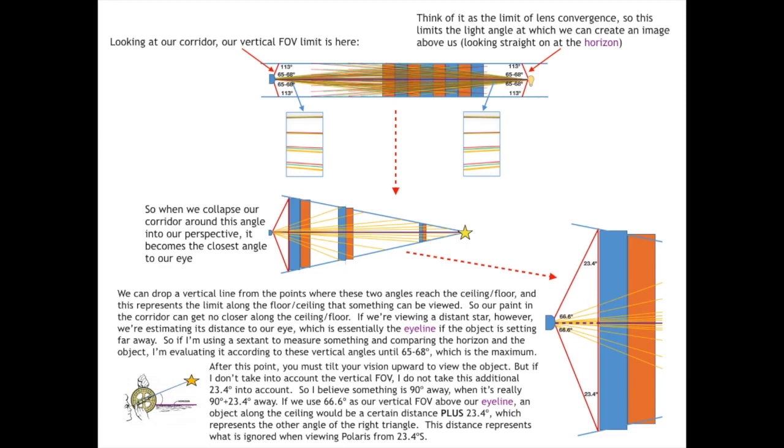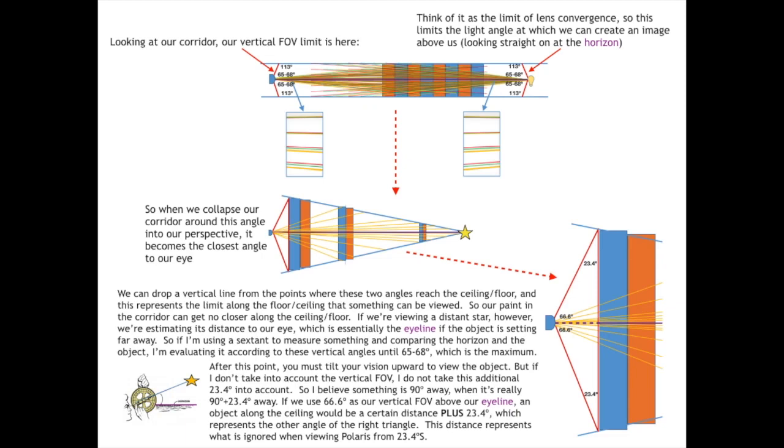So if I'm using a sextant to measure something and comparing the horizon and the object, I'm evaluating it according to these vertical angles up to 65 to 68 degrees, which is a maximum. After this point, you must tilt your vision upward to view the object. But if I don't take into account the vertical field of view, I do not take this additional 23.4 into account. So I believe something is 90 degrees away when it's actually 90 plus 23.4 degrees away.